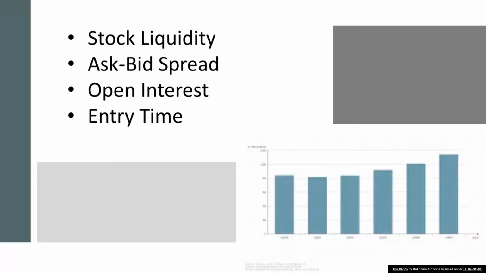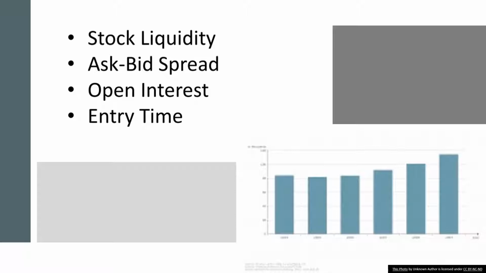And we'll be looking at number 1, stock liquidity. Number 2, the bid-ask spread. Number 3, open interest. Number 4, entry time.